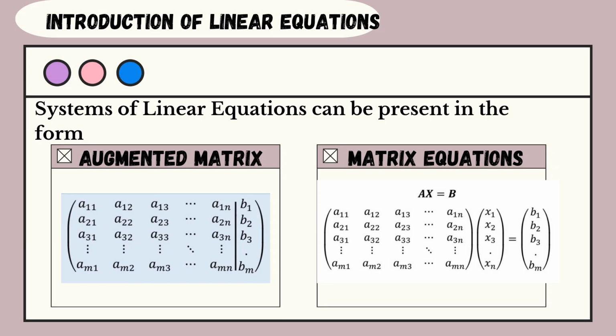Next, a system of equations can be represented by an augmented matrix, in which each row represents one equation in the system and each column represents a variable. By using this method, we can see that an augmented matrix is a shorthand way of writing the system of equations. Next, a system of linear equations can also be represented in matrix form using the coefficient matrix, a variable matrix, and a constant matrix.